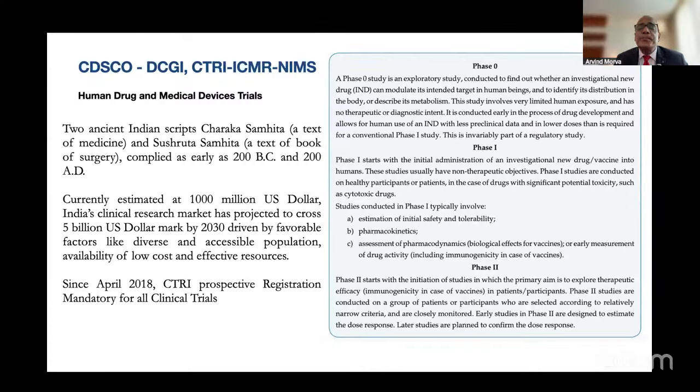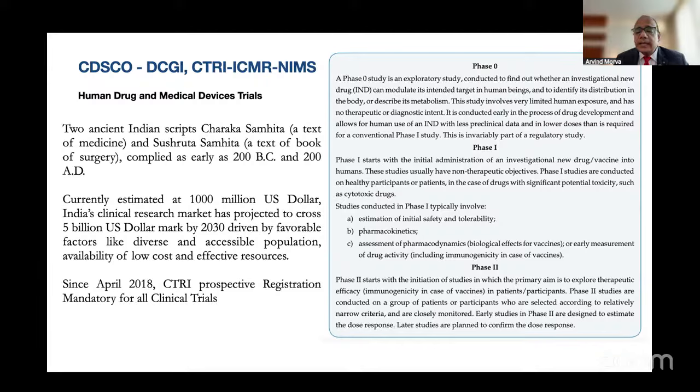Phase 0 is an exploratory study conducted to find out whether any drug can modulate its intended target in human beings, or to describe its metabolism. And phase 1 starts with the initial administration of any investigational drug in humans. The studies conducted in phase 1 typically involve estimation of initial safety and tolerability, pharmacokinetics, and assessment of pharmacodynamics. And if needed, CDSCO experts assess the toxicity level and then allow the human trial.